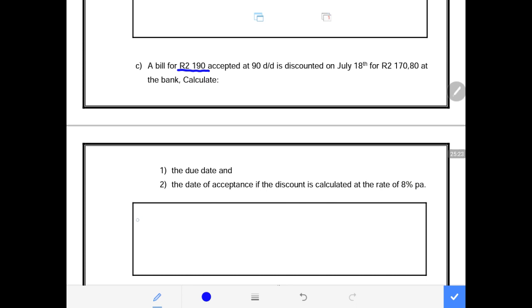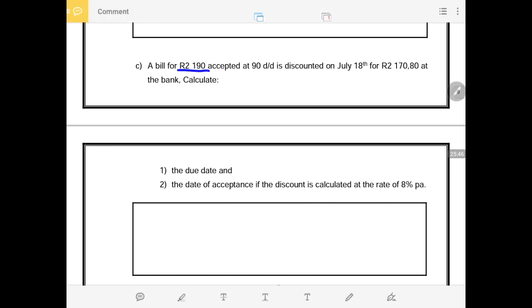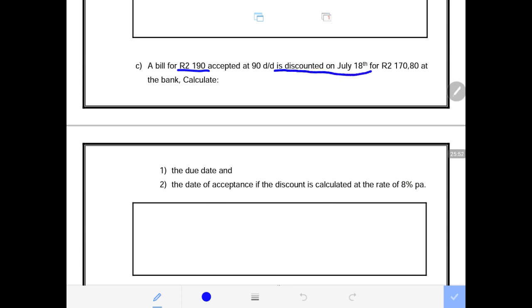Remember that we don't know when the bill was accepted, but we know that somewhere the bill was accepted, and we know that somewhere it will be a total of 90 days. From the date of acceptance up until the due date, it is 90 days. That is what we know so far. Then it says this bill is discounted on the 18th of July. So we are very clear that the bill was discounted on the 18th of July.